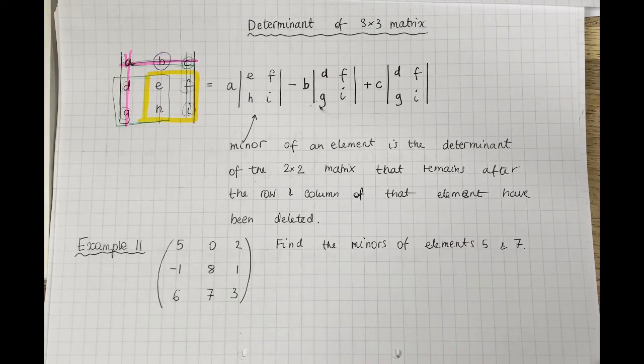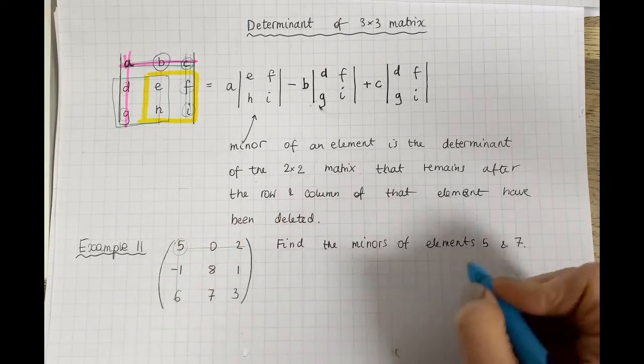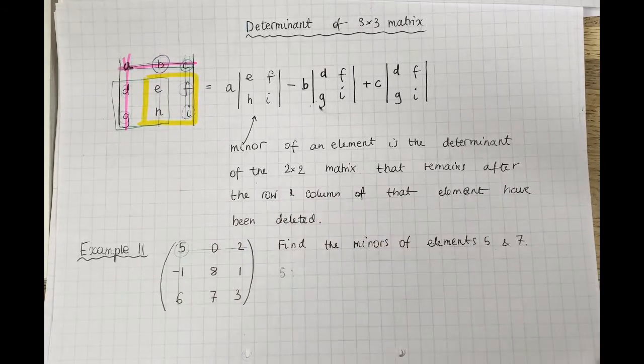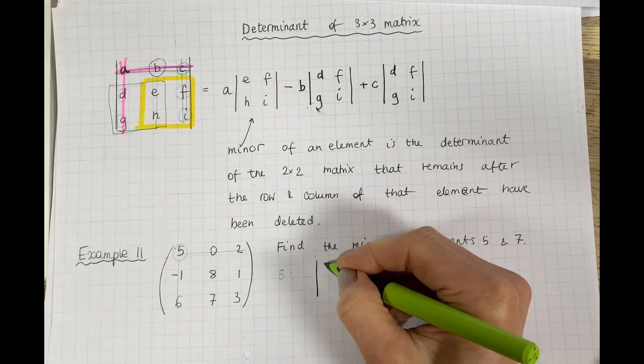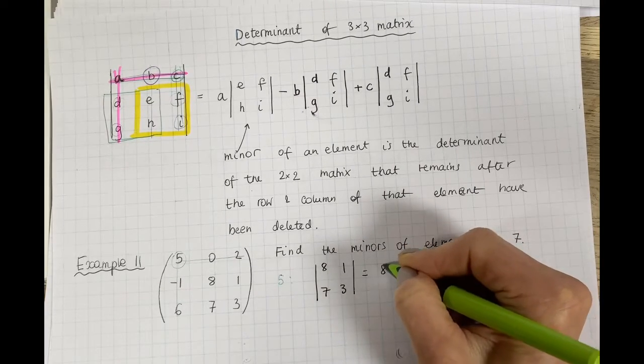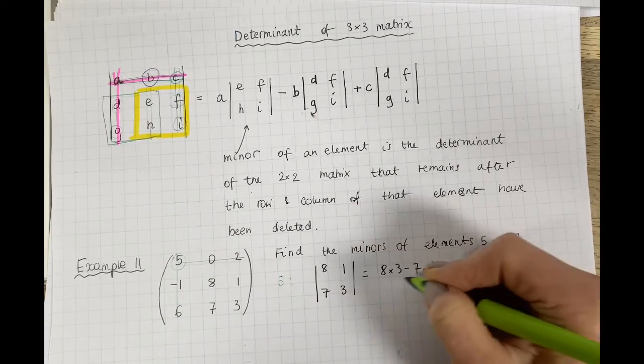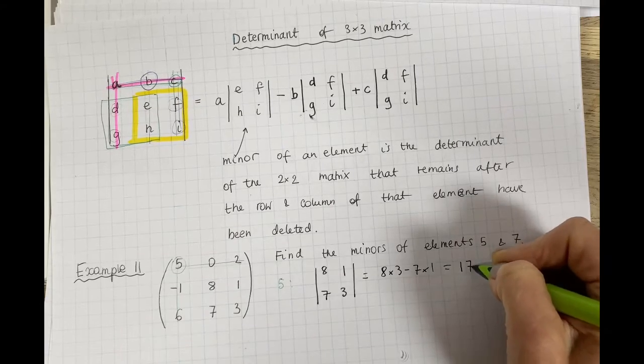Okay, so we'll actually have a go at example 11. They haven't asked us to find the determinant yet, but we just need to identify the minors of element 5 and element 7. So there's element 5. If I delete those 2 rows, then the one that goes with 5 is going to be the det of that matrix that's left. So it's going to be 8 times 3 minus 7 times 1. So diagonal minus diagonal. So 24 minus 7, which is 17.